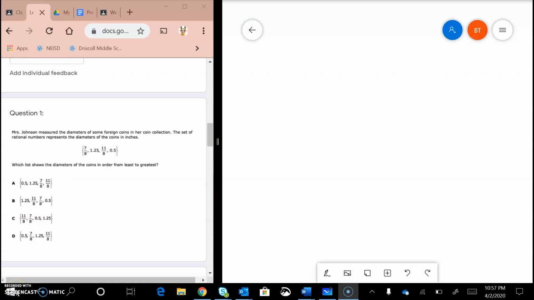Mrs. Johnson measured the diameters of some foreign coins in her coin collection. The set of rational numbers represents the diameters of the coins in inches. Which list shows the diameters of the coins in order from least to greatest?